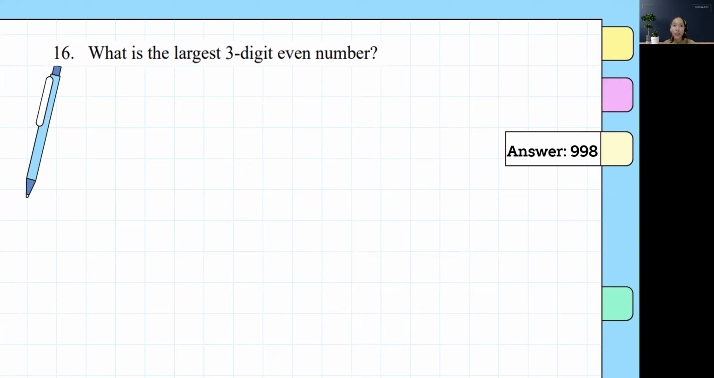For number 16, we have: what is the largest three-digit even number? Okay, so the largest three-digit even number, the answer is 998. Okay, I appreciate that. But let's put it in the chat box, okay? So 998 is the correct answer because the largest three-digit number is 999, right? So if it's 999, it's not an even number, it's odd. So we go to the next number, which is 998. And 998 is even, therefore that's our answer. All right?